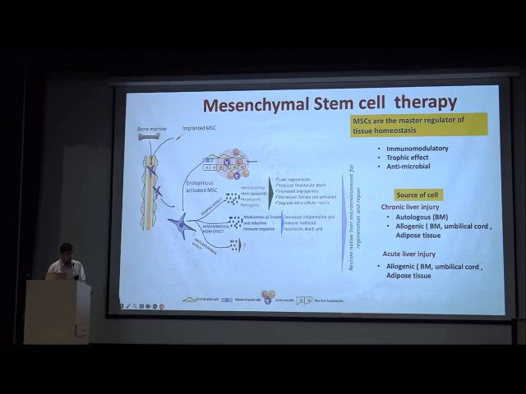So mesenchymal stem therapy, as I've already mentioned, these are the master regulators. This was right in the beginning. It helps in chronic liver injury. I've not touched on acute liver injury, though there is a lot of data on acute liver failure as well. They help in liver regeneration and all of that.